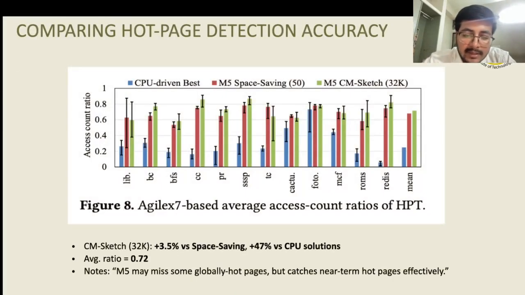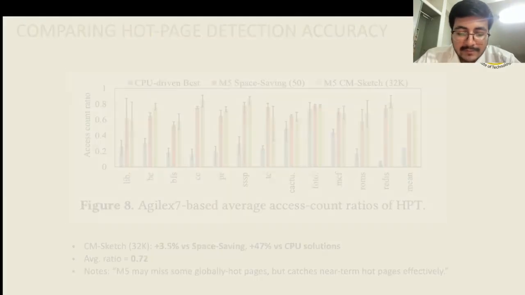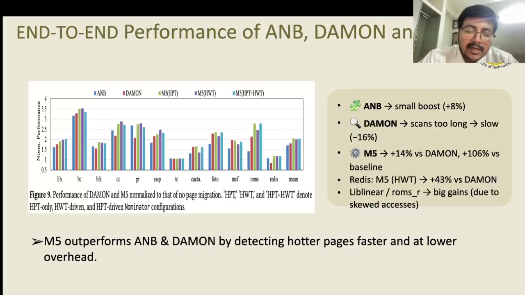Here we compare hot page detection accuracy across CPU based Daemon and our M5 approaches. M5 with CM Sketch consistently delivers higher accuracy than both space saving and CPU driven methods. It effectively identifies not only the global hot pages but also the near hot ones, ensuring better migration decisions and improved memory performance overall. Finally, we'll look at the overall performance of all three systems.